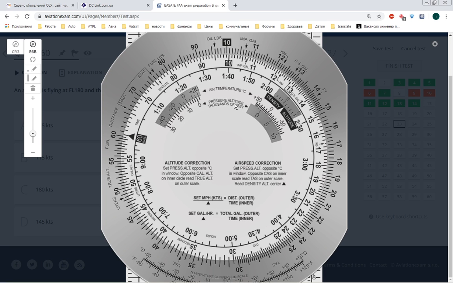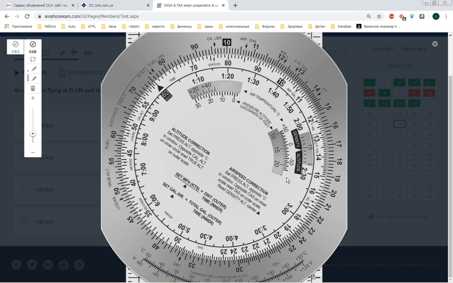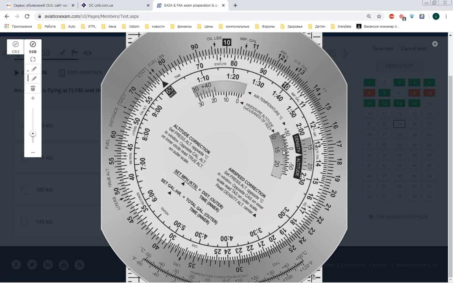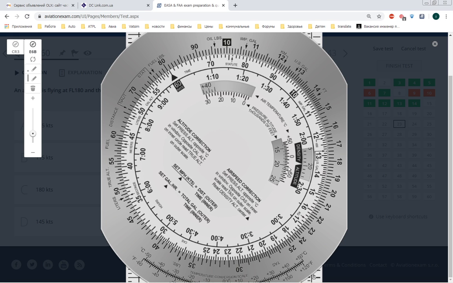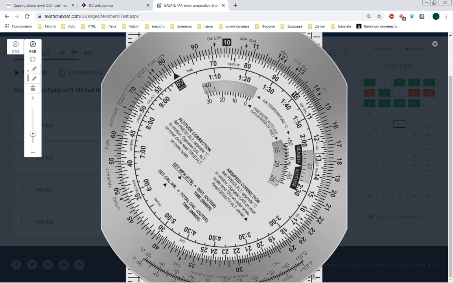Okay, here is pressure altitude in thousands of feet. So we need to find flight level 180. It is 15, 16, 17, 18. So first of all, just to show you, I put 0 degrees on flight level 180. Just imagine you are flying so high and you have 0 degrees Celsius. So it's possible over equator regions.